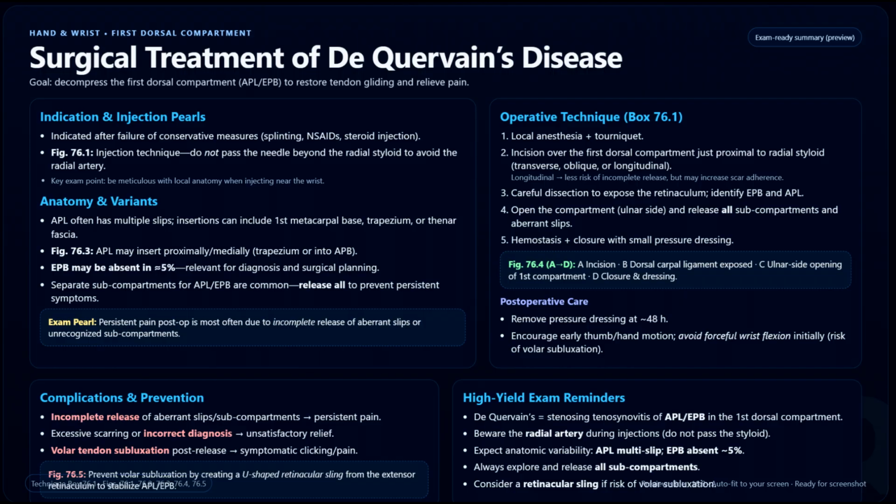Figure 76.5 demonstrates a technique to prevent this. A U-shaped retinacular sling is created from the extensor retinaculum to stabilize the tendons, preventing volar displacement.